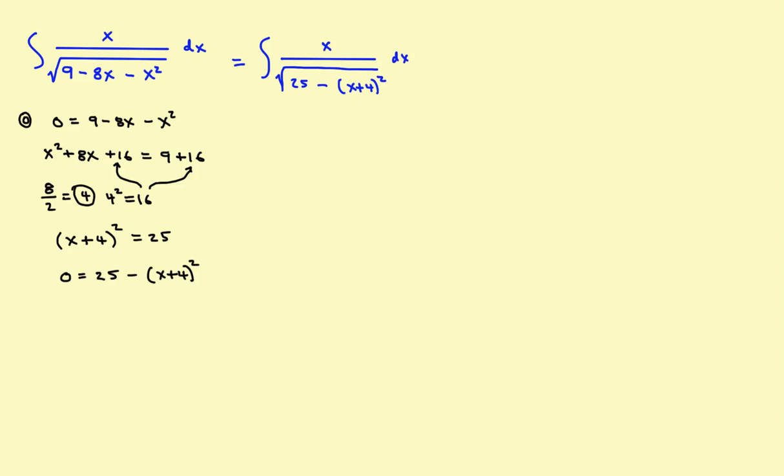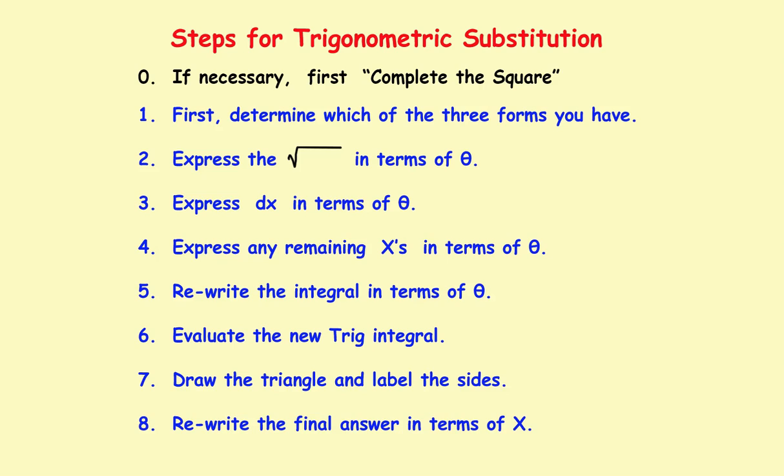Now again, just a reminder, you can think of 25 as being 5 squared minus x plus 4 squared. So the way we've got it set up here, this is going to be equal to our a, and this is going to be equal to u, the way we set up the formula. So now we've got it in the right form, we're ready to go back to the steps and move on to the next step. And the next step says the following. First of all, determine which of the 3 forms that you have it in. So again, just a reminder on what the forms look like.